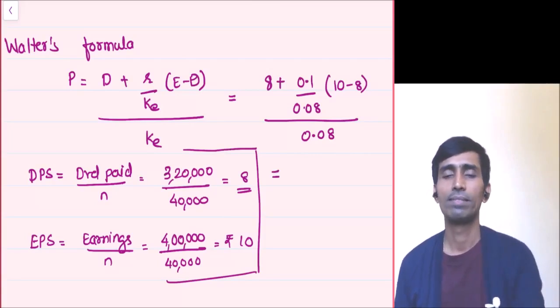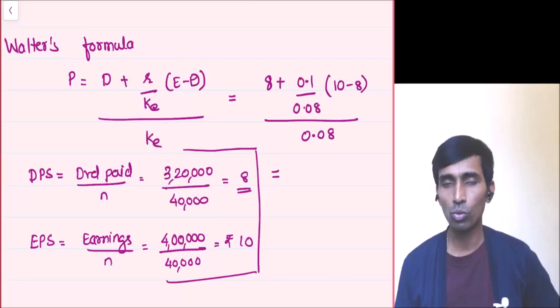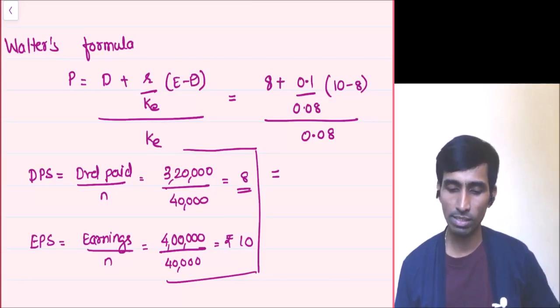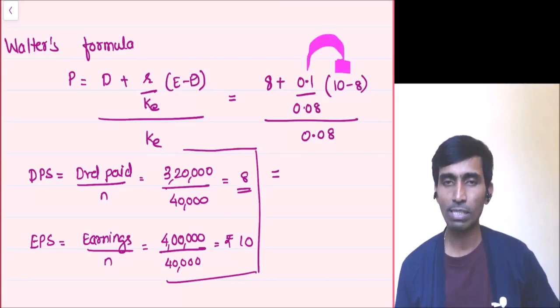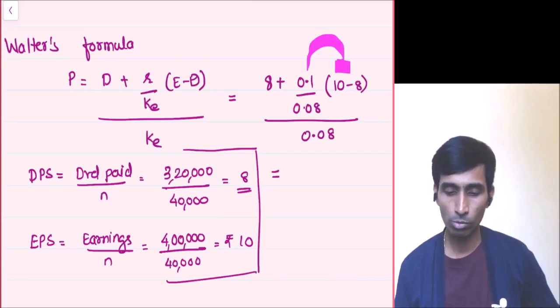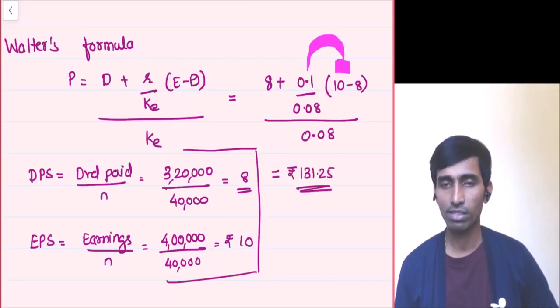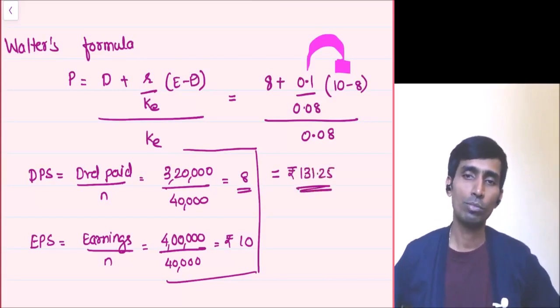Please calculate. First you will do 10 minus 8, that is 2. 2 multiplied by 0.1 divided by 0.08, plus 8, and then divided by 0.08. 131.25 should be the answer.